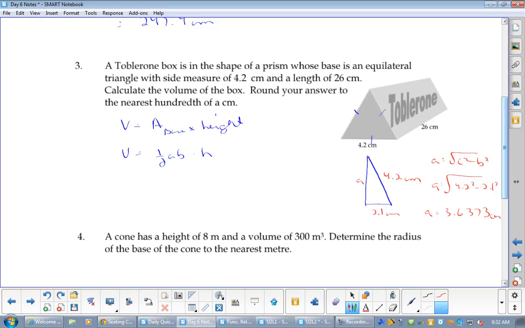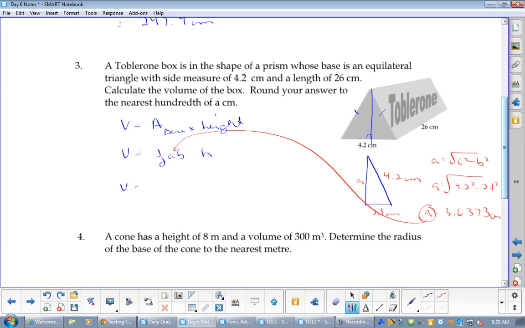Okay? But now that I know A, I can put it in here. Is my base going to be 4.2 or 2.1? 4.2, okay? That was for our little triangle. That was a different base. Okay. So it's just a matter of putting it in there.